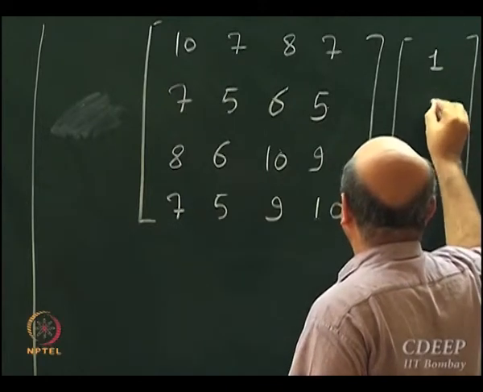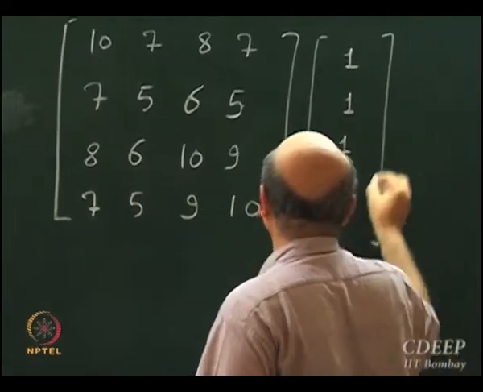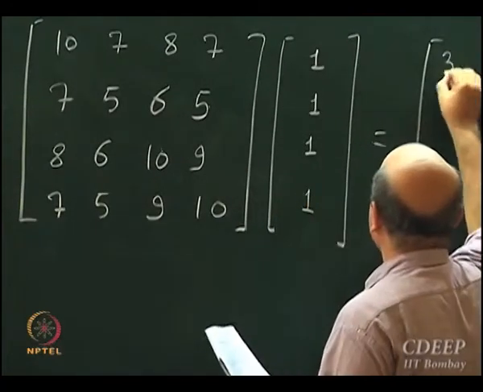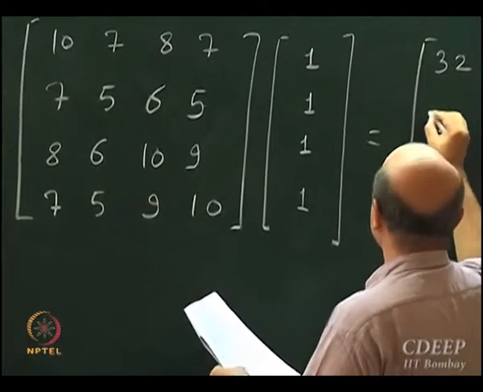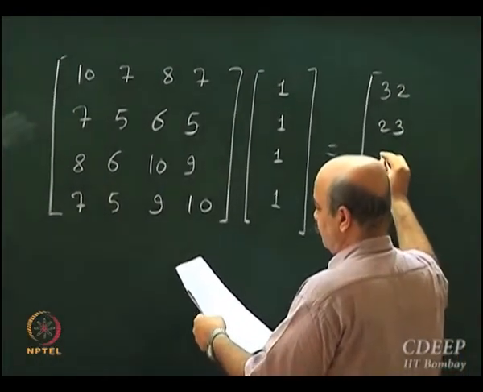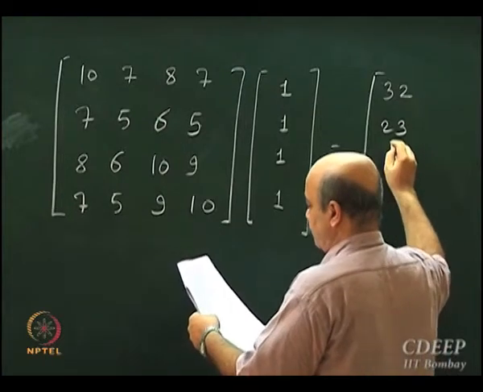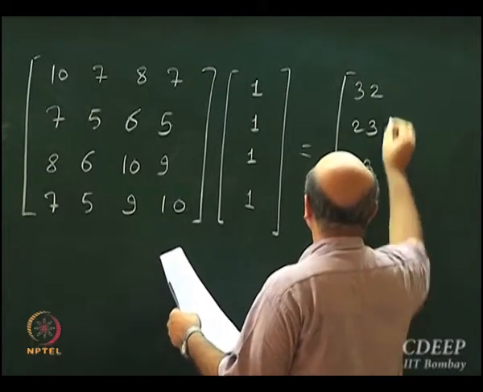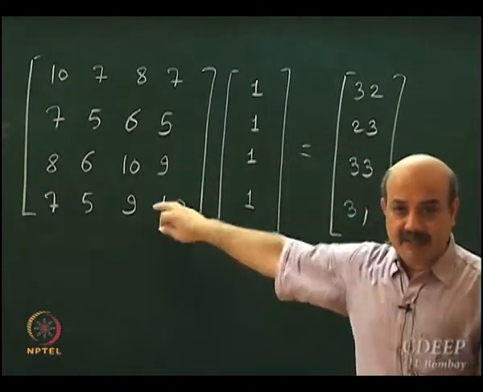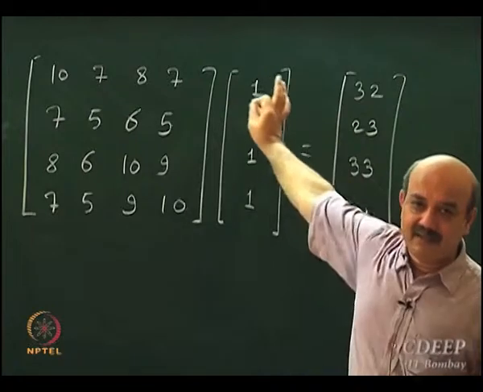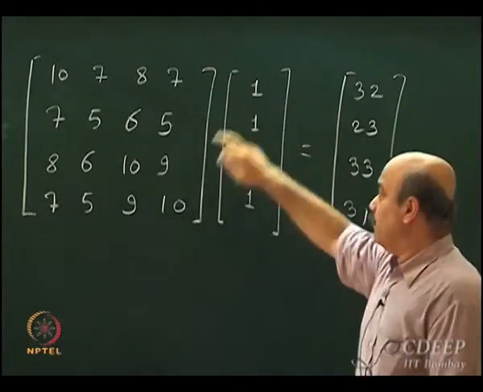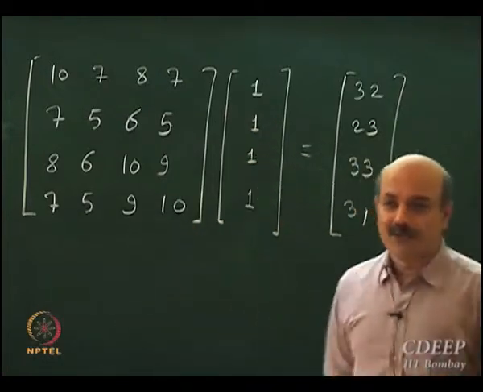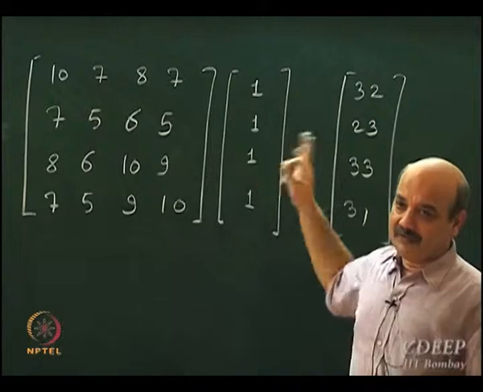I'm choosing x1, x2, x3, x4 equal to 1, 1, 1, 1, and if I choose this, I get 32, 23, 33 and 31. This is the A matrix, this is x, this is the right hand side. I have chosen 1, 1, 1, 1, it's a known problem to you. If I ask you to solve for x, you should exactly get 1, 1, 1, 1.